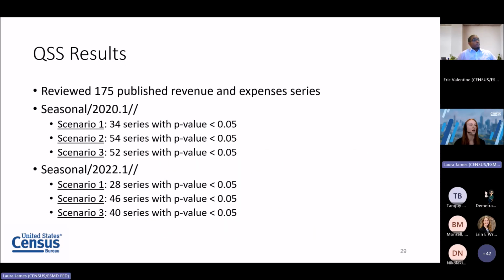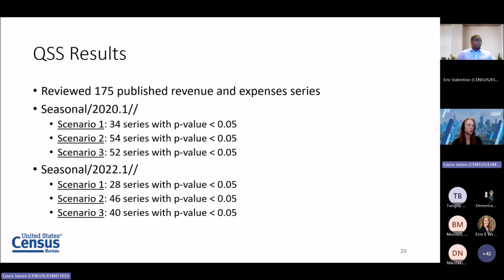Lastly, for QSS, there were 175 published revenue and expense series that I looked at. Under the 2020 quarter 1 change of regime regressor, under scenario 1, we had 34 series that were significant. Under scenario 2, we had 54 series that were significant. And then finally, under scenario 3, we had 52 series that were significant.